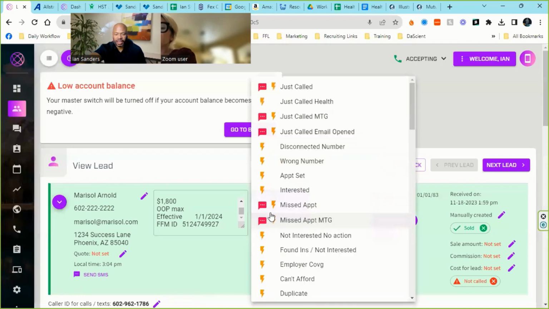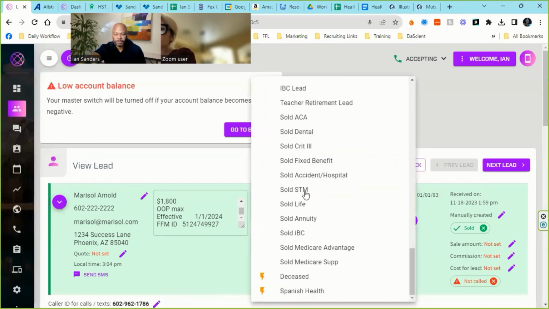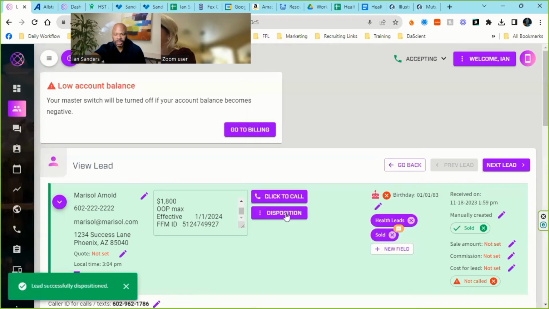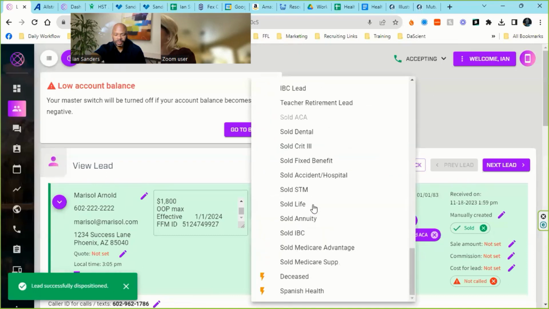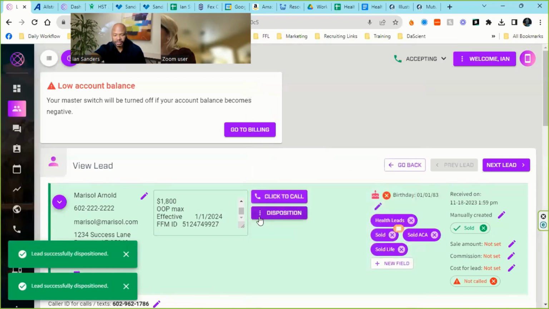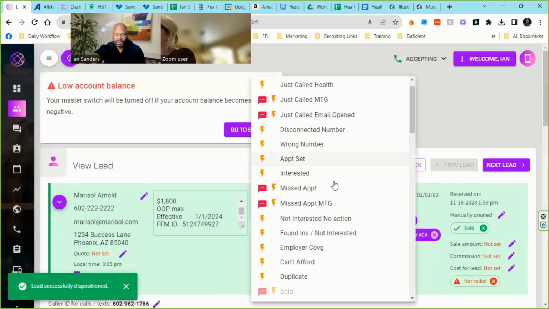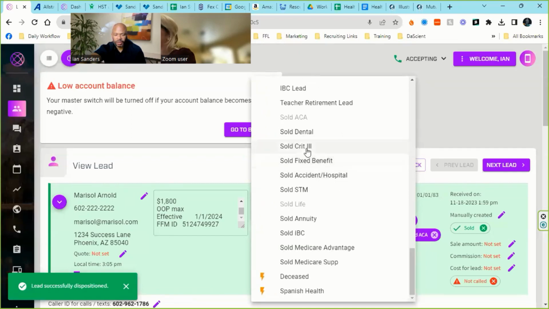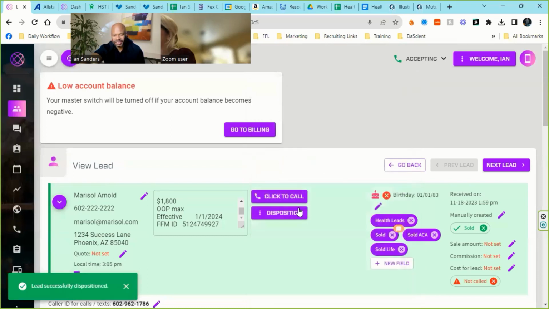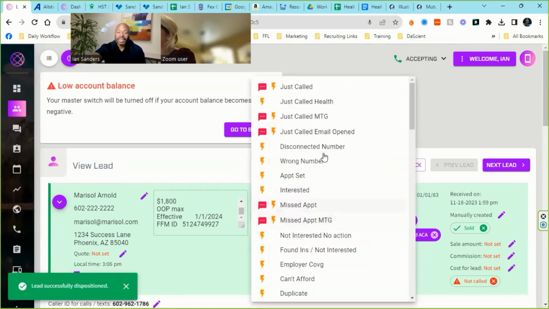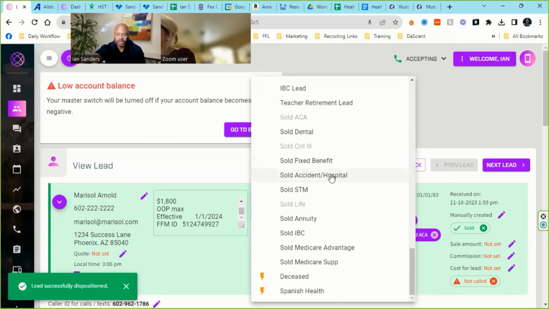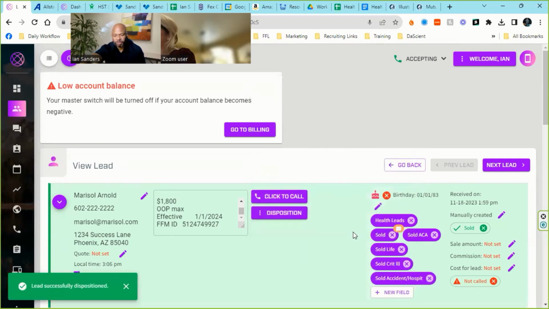Now, the other thing that I want to do is I have dispositions for what was sold. So what I'm going to do is I sold them an ACA, so I'll put that. I sold them a life policy, so I'll put that. I sold them a critical illness. That's what this crit ill is. It's not crit 3, it's crit ill. I'll probably change that to illness because it looks weird. And then I'll also put the accident hospital or the plan enhancer.